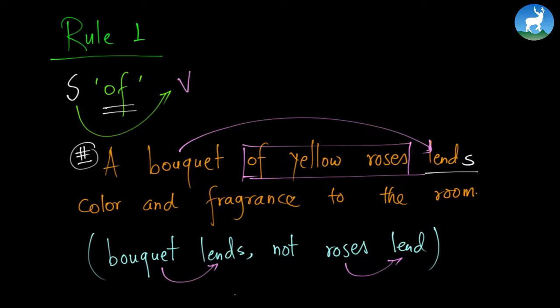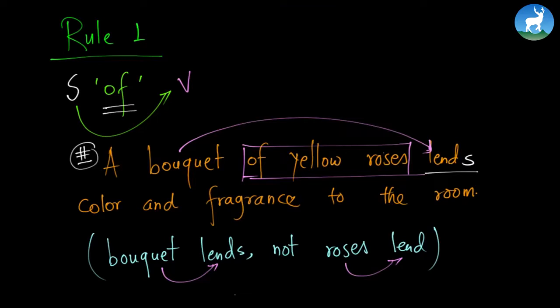Many hasty writers, speakers, readers, and listeners might miss the all too common mistake in the following sentence. So this sentence I was talking about: a bouquet of yellow roses lends color and fragrance to the room. Bouquet lends, not roses lend. So we always look at the first subject of the sentence. What is the first subject? Something that is before the word of, right? Okay, that is rule number 1.